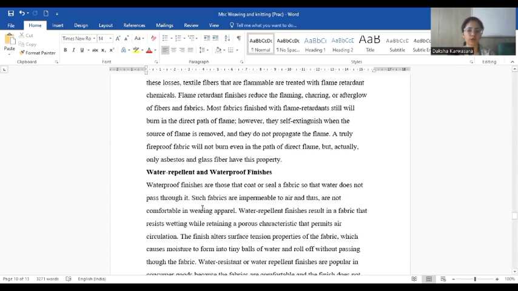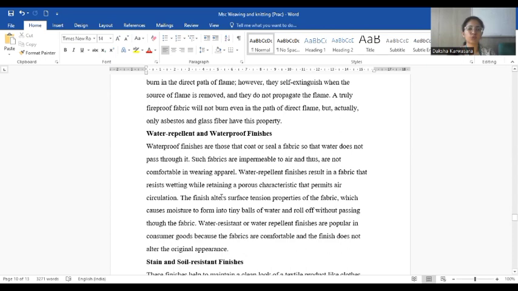Then next one is the water repellent and waterproof finishes. Waterproof finishes are those that coat or seal a fabric so that water does not pass through it. Such fabrics are impermeable to air and thus are not comfortable in wearing apparel. In waterproof finishes, a special type of coating is applied over the fabric, so the water does not pass through that particular fabric, but there is a problem: it is uncomfortable to the wearer.